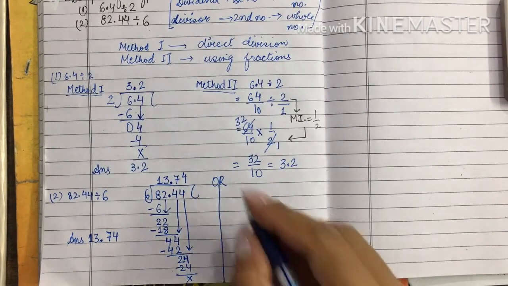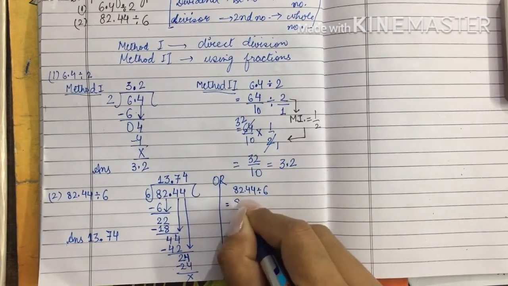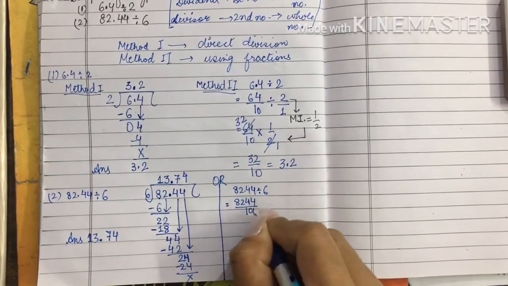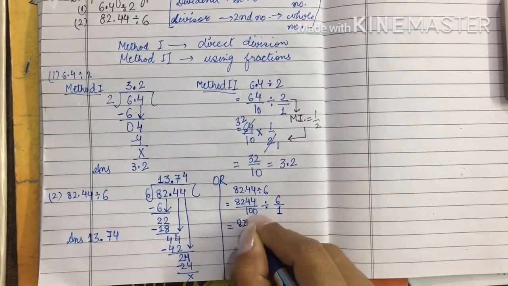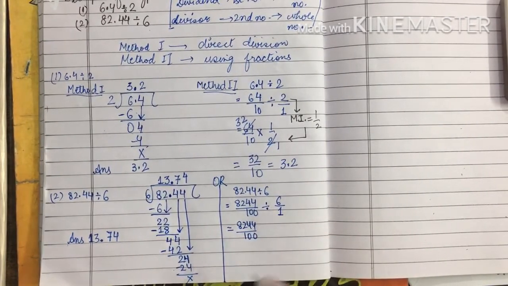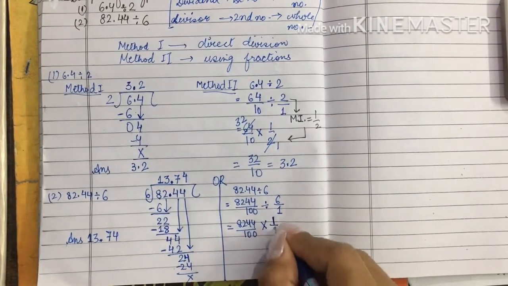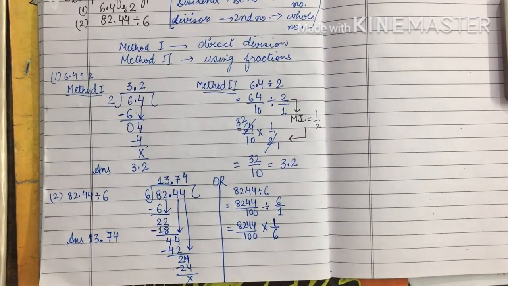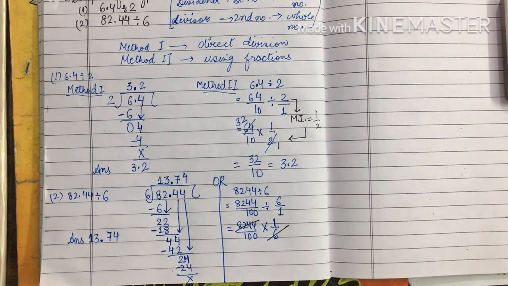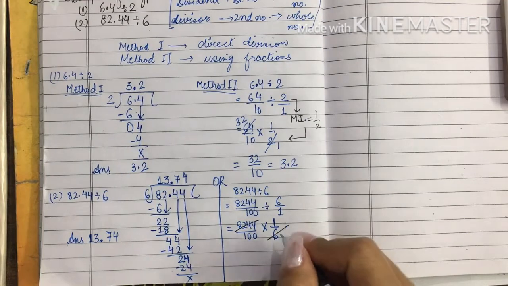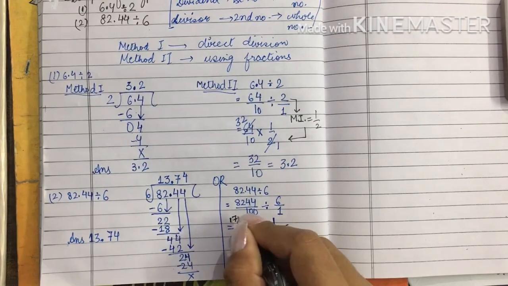Let's do it with fractions. So 82.44 divided by 6 can be written as 8244 over 100 divided by 6 over 1. Now I need to do two things together. Change the sign of division to multiplication, and this fraction we will write its reciprocal. Now you can cancel the two numbers. These two you can simplify. You can use smaller numbers to divide if you want, or you can directly divide by 6. But you should know that it is completely divisible, otherwise you cannot.